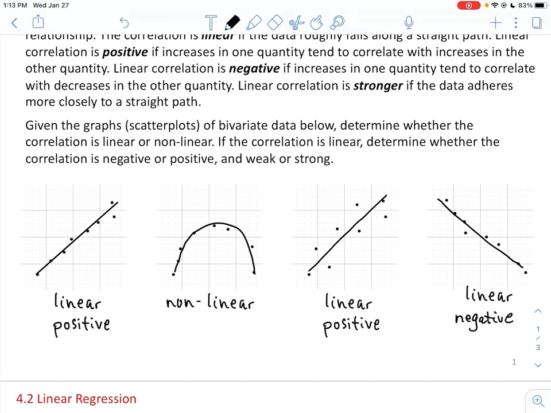And finally is weak or strong. So the closer the data follows the line, the stronger it is. So this is a judgment call right now, just to the naked eye. This appears to be a strong correlation. This one appears to be a little bit weaker of a correlation. And this one appears to be strong as well.